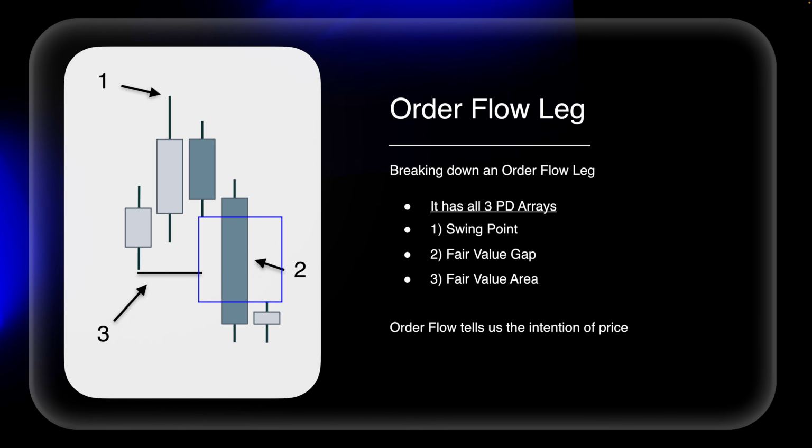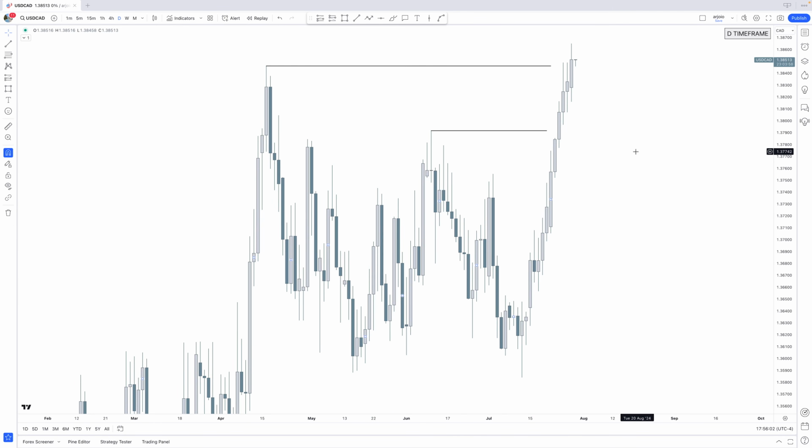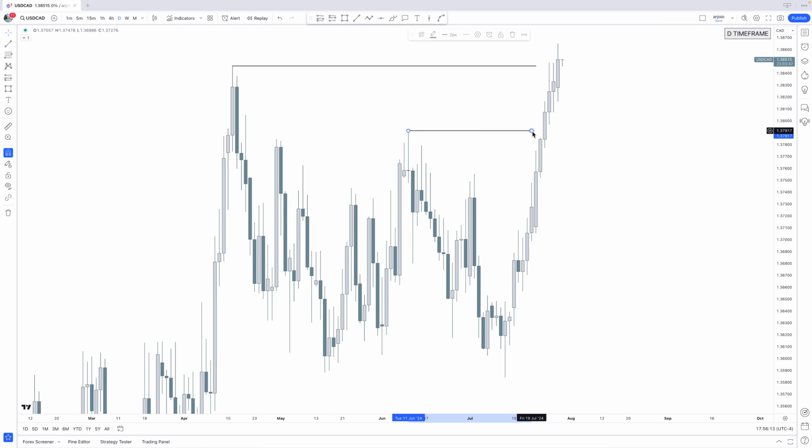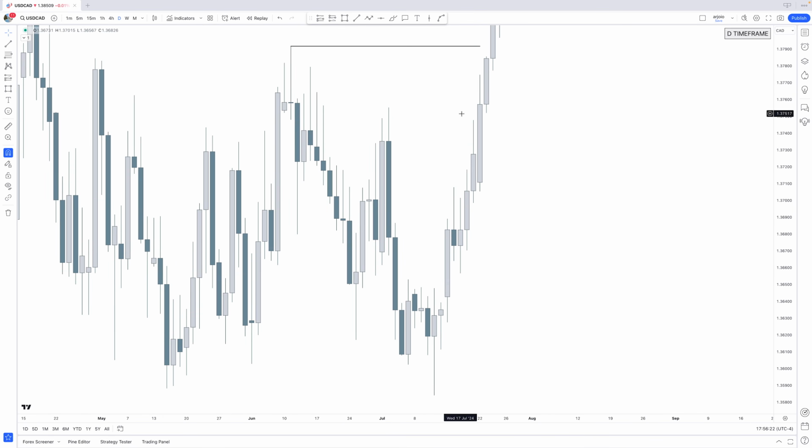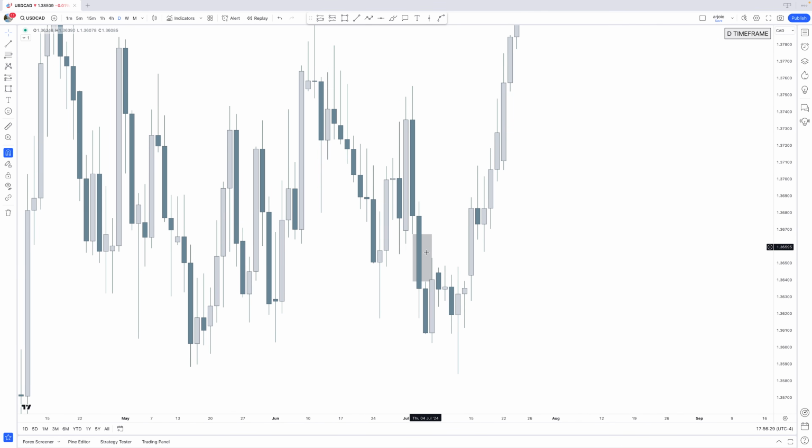Let's dive into a few examples that we had in the previous video. Here we are on one of the examples that we had in the previous video on US dollar, Canadian dollar. And again, we are looking at daily time frame order flow lags. That is quite important to understand. Here, we were looking to target these swing highs, so this one and that swing high right there. Why? Because order flow told us that. We had a bearish order flow lag right here, which told us, through that fair value gap, an intention that we might want to continue lower.